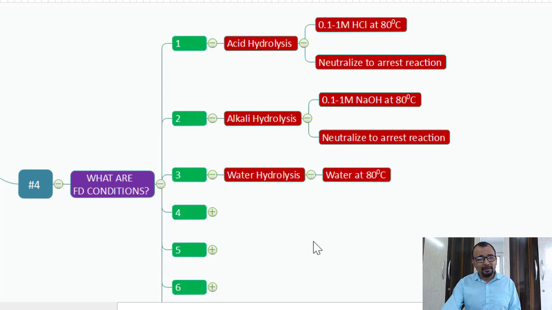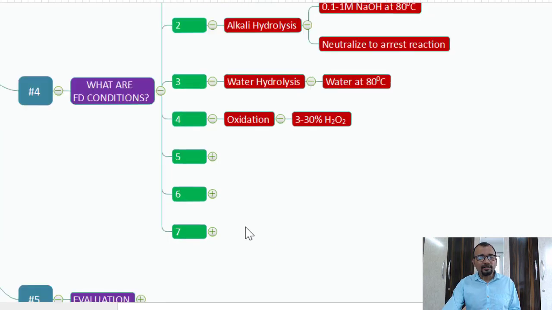Water hydrolysis can be conducted in the presence of water at a suitable temperature like 80 degrees Celsius or even more than that. Oxidation is possible with the help of hydrogen peroxide. The strength of the reagent again can be decided based on the nature of the molecule, from maybe 3% to 30%, or even less than 3% if your molecule is very oxidative in nature.